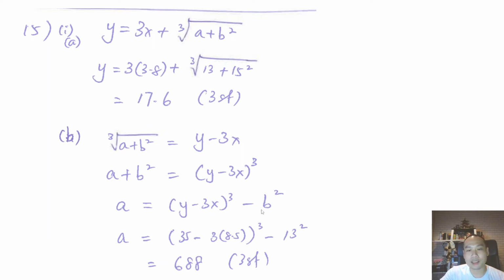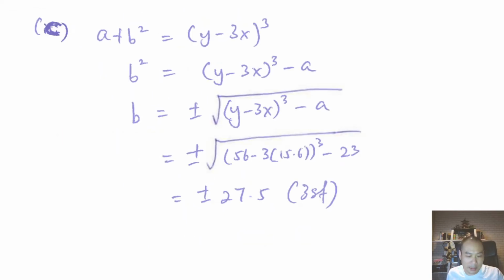And then just minus b squared on both sides. So we get a. So we have a equals to y minus 3x cubed minus b squared. Then we substitute the values as given by the question. We realize that A is 688, three significant figures. Okay. But C, this time round, they want us to find the value of B, right? So this time round, let's make B the subject. Why not, right?